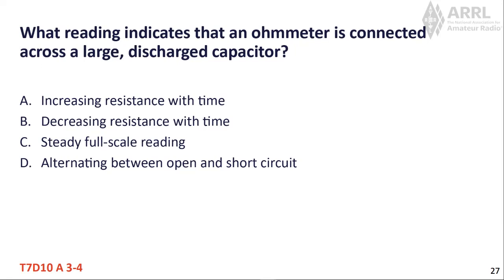So what happens when you hook this ohm meter up is that the initial indication is a low resistance, because current will flow into the capacitor and charge it. And then as the capacitor gets charged, the amount of current decreases, which is an indication of an increase in resistance. So the correct answer is A, increasing resistance with time.